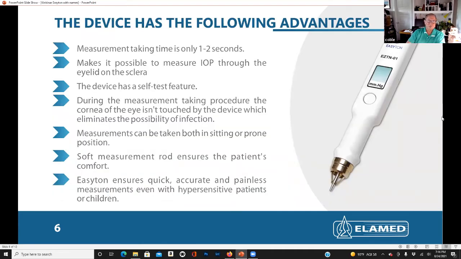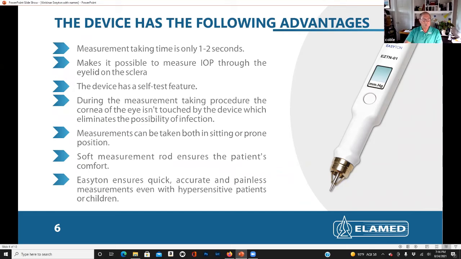Now the Tonopen, the EasyTon looks about the size of the Tonopen XL. When I started looking at it, it's about the same size as that. It takes 1 to 2 seconds to do. You can measure it very well. Everything works out very well with that.